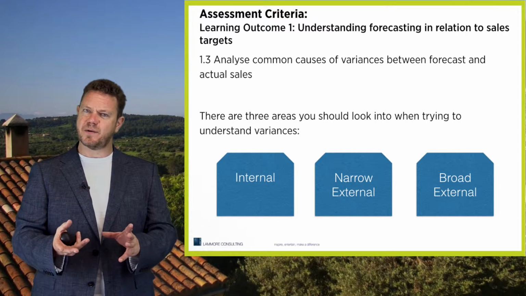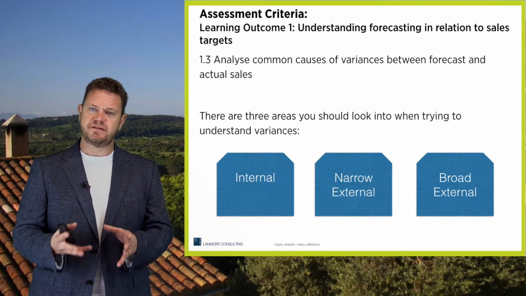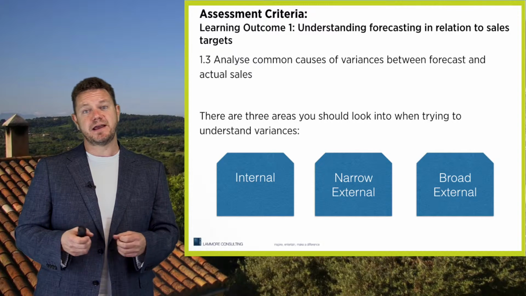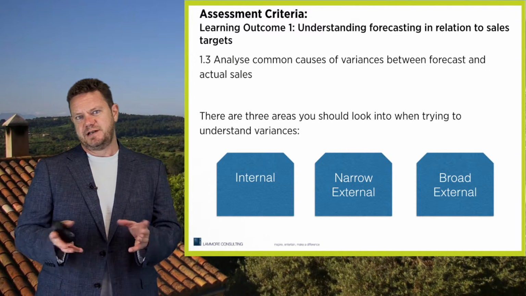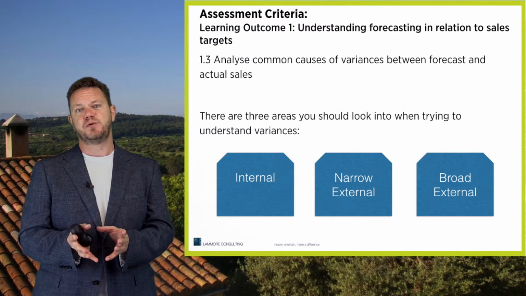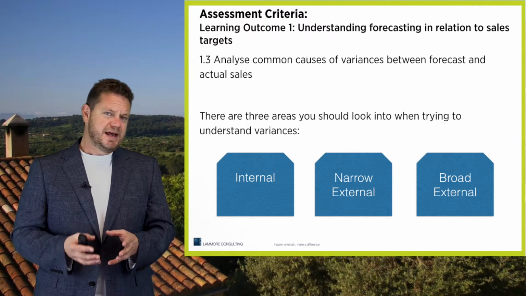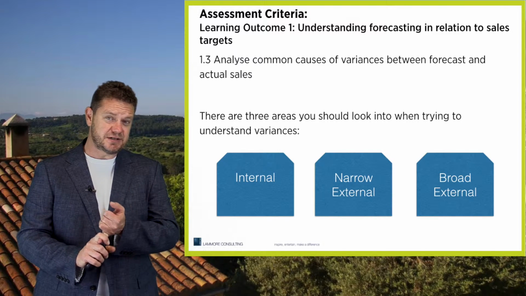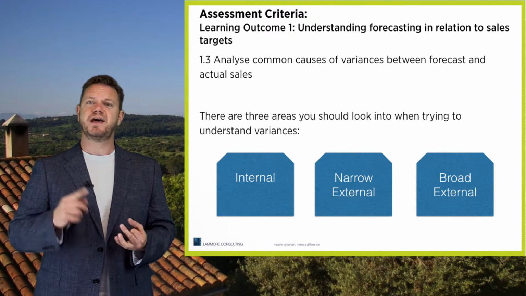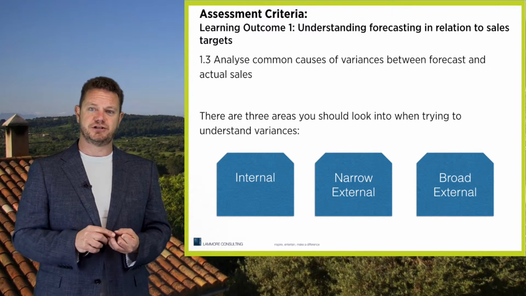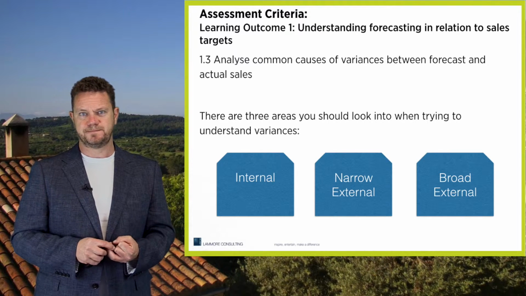As we move into narrow external, it becomes slightly more difficult to do. But narrow external is saying, what are the immediate changes in the environment in which we operate that has made us miss our forecast one way or another? So that could be essentially customers or your competitors. What are they doing that is causing fluctuations in your sales rate?